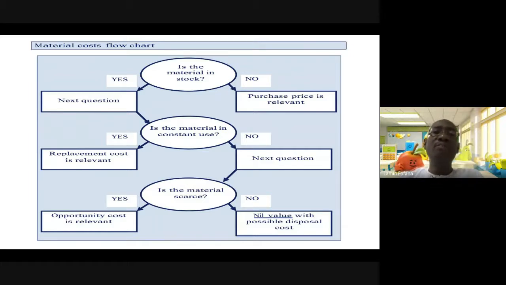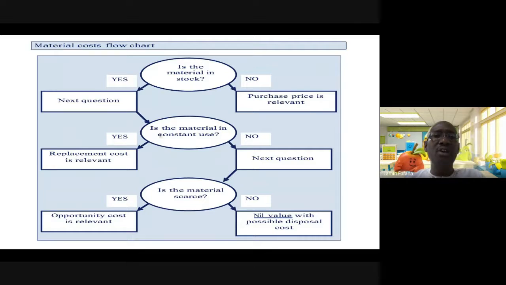Right. So if the material is in stock, that is, if it is a yes, you ask another question. Is the material in constant use? Okay, is this a material that you use all the time? In our honey example, it will definitely be the empty bottles that they use to fill the honey with. So are they in constant use? You have to ask yourself.